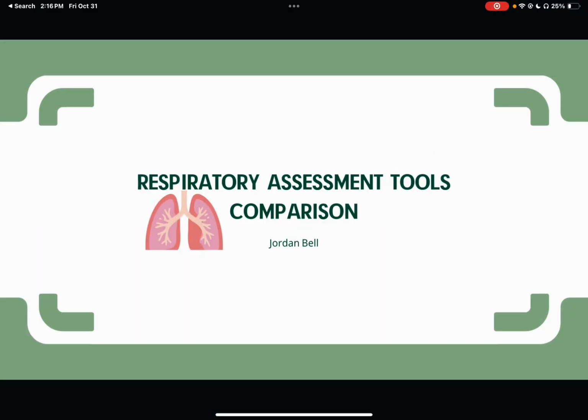Hi everyone, my name is Jordan Bell, and today I will be presenting my project on the respiratory assessment tools used in speech language pathology. Before jumping into it, respiration plays a huge role in speech production, and understanding how the respiratory system functions helps us evaluate and treat clients more effectively.